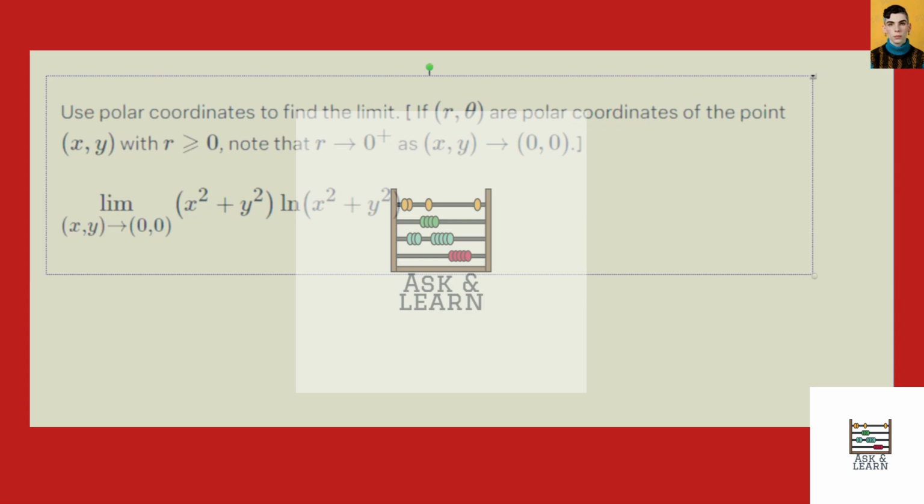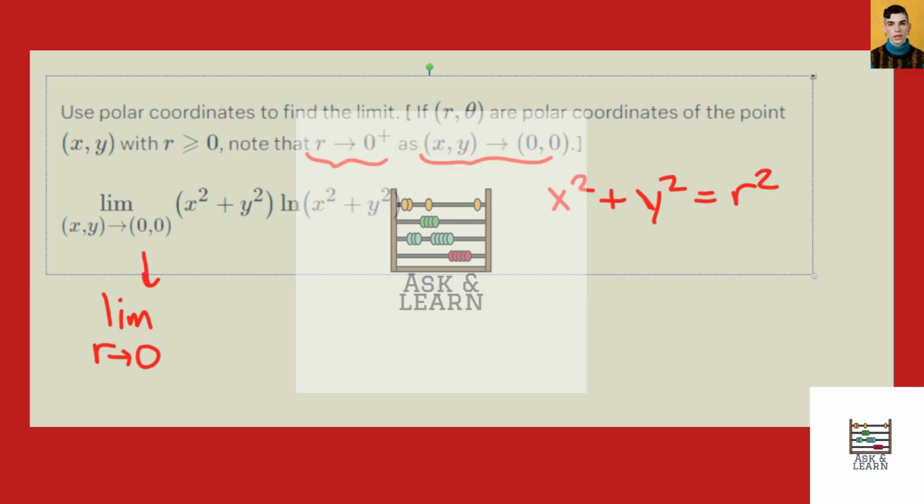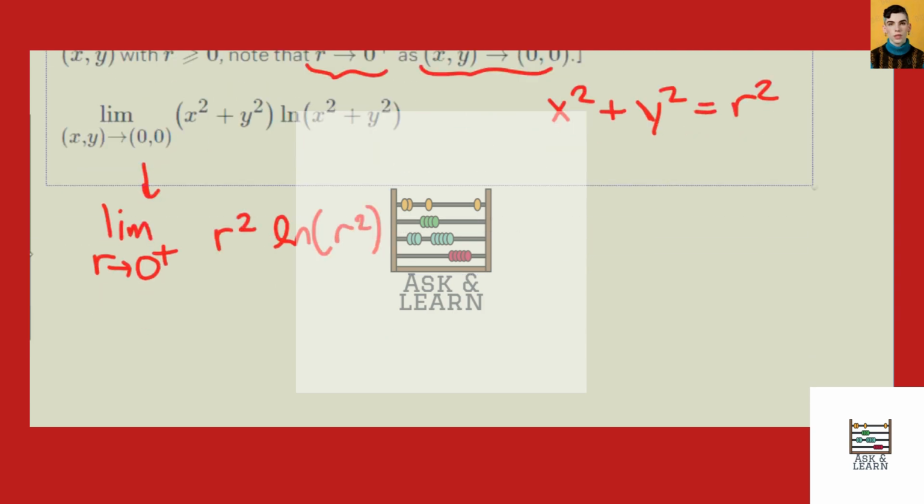So what do we do? Well, I know that in polar coordinates, x squared plus y squared is equal to r squared. And so converting to polar, I'm going to have a limit. Now, if (x, y) is approaching (0, 0), they say that r is approaching 0 from the right. My x squared plus y squared gets replaced with an r squared, while the ln of the quantity x squared plus y squared becomes the ln of r squared.